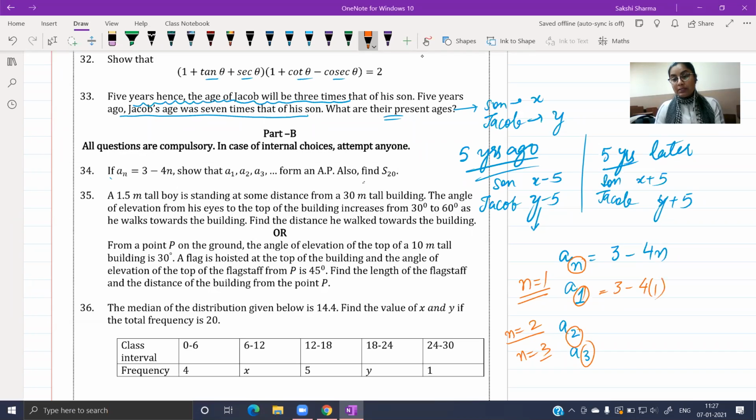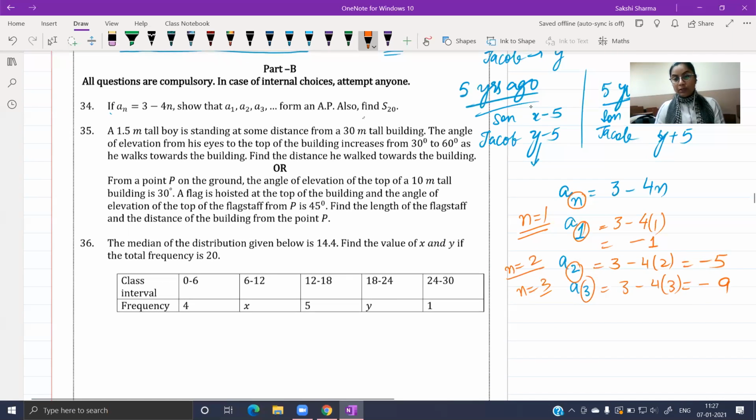So you will be replacing n by 1. The first term is -1. Then you replace n by 2. The second term is -5. The third term will be obtained by replacing n by 3. This is 3 minus 12. If I'm not wrong, -9.